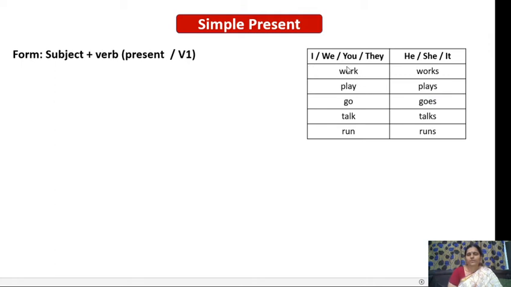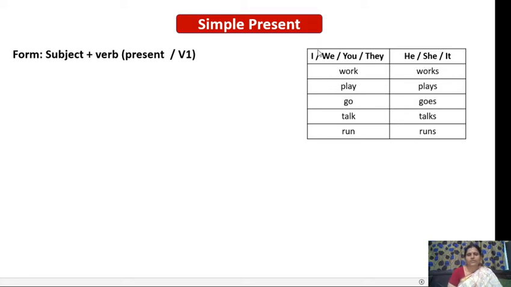For example, I've taken one word, work. Like we have three forms of the verb: past form, present form, and past participle form. Now here we are using the first form of the verb, that is work. So with all these persons, that is I, we, you, they, we use this base form, work. When it comes to the third person singular, we add s to the verb. This is the basic change that we have to remember when we are constructing simple present tense sentences.